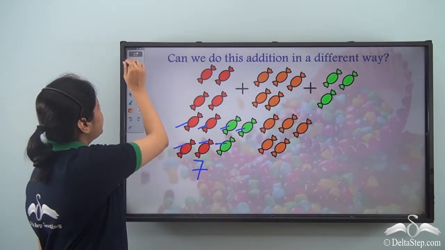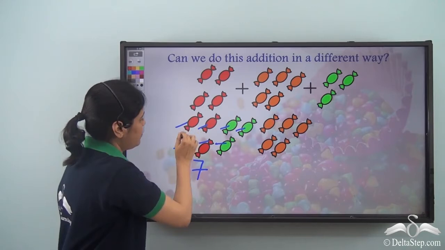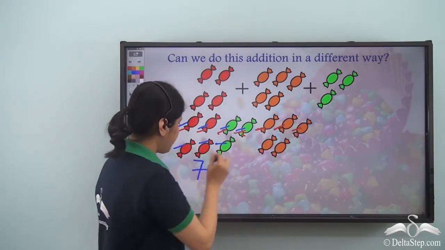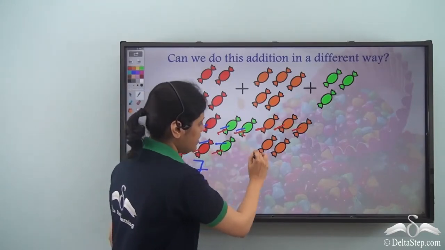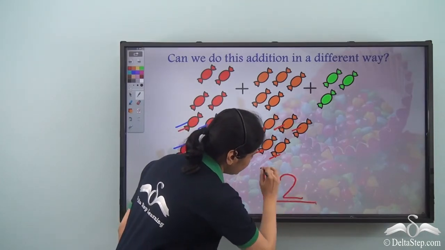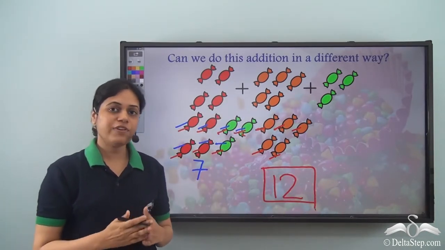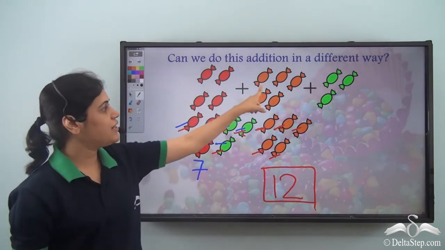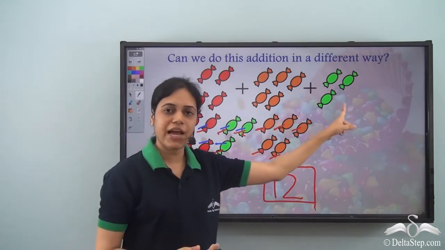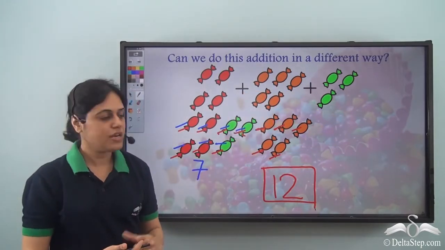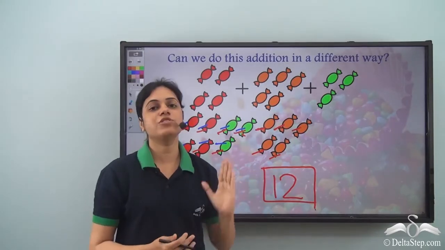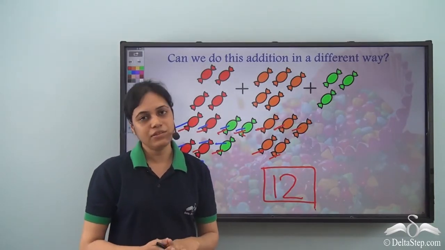So let us count how many candies there are in total now. 1, 2, 3, 4, 5, 6, 7, 8, 9, 10, 11, 12. So there are 12 candies in total, which is what we had got in the earlier case, when we added these two first and then the green candies. This time we have added red and green candies first and then the orange candies. But we get the same answer. So it does not matter which two numbers you add first, you will always get the same answer.